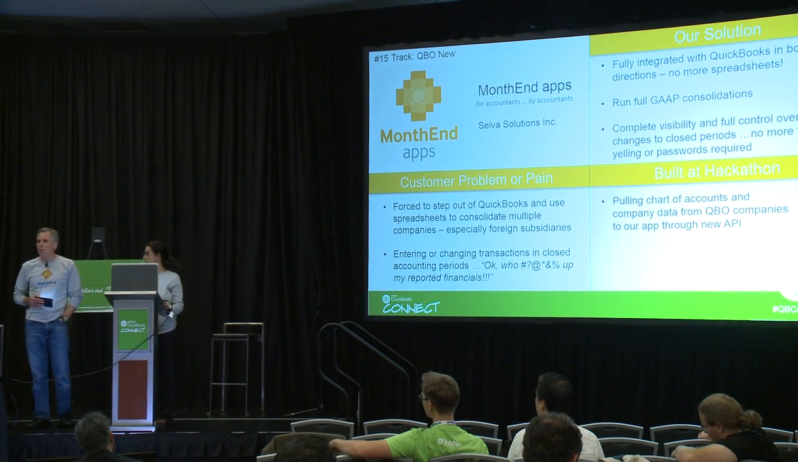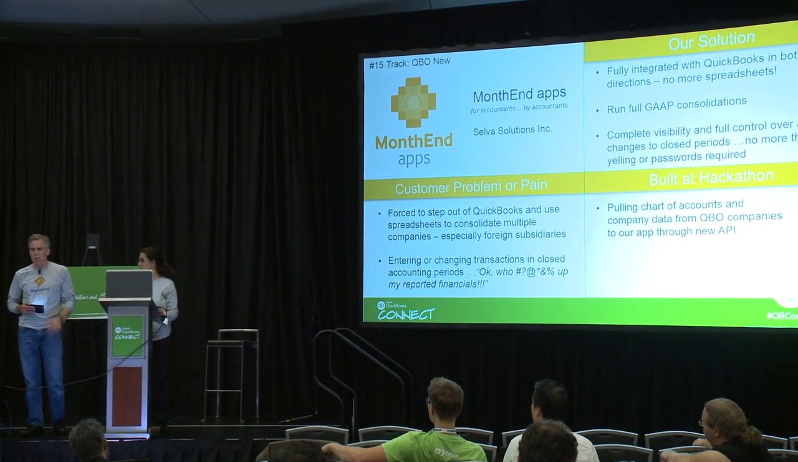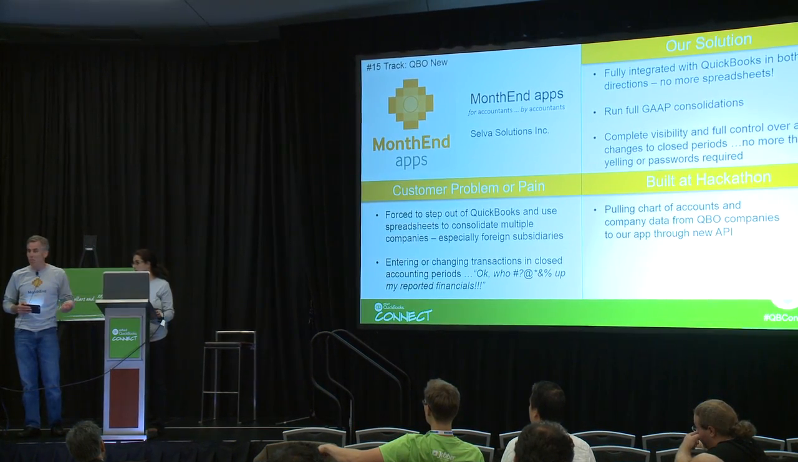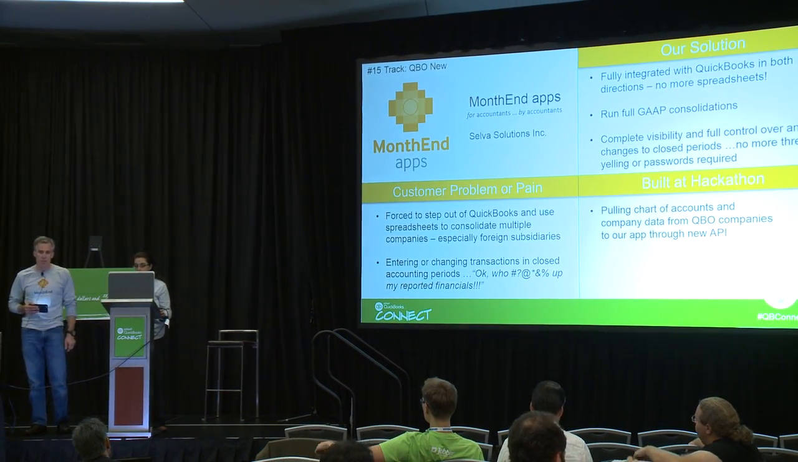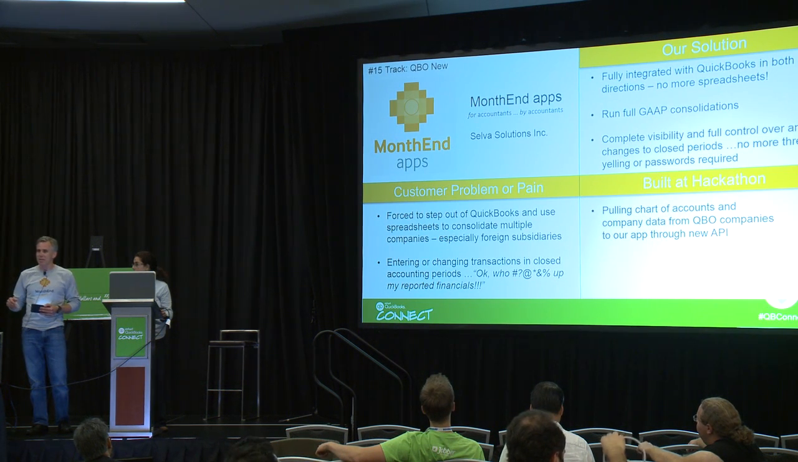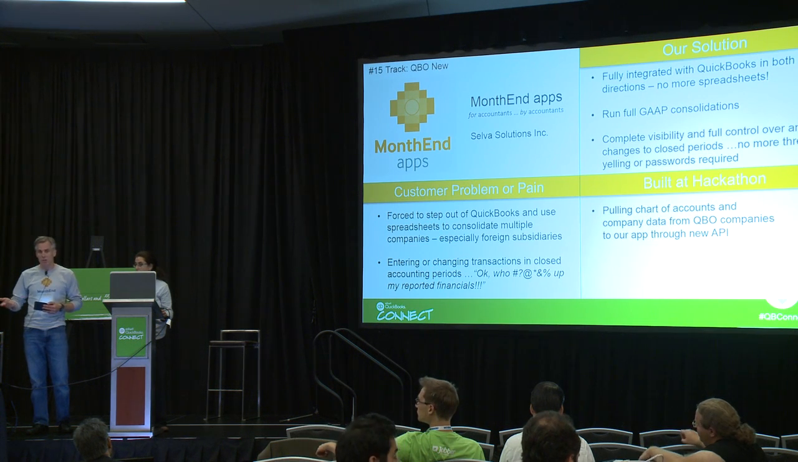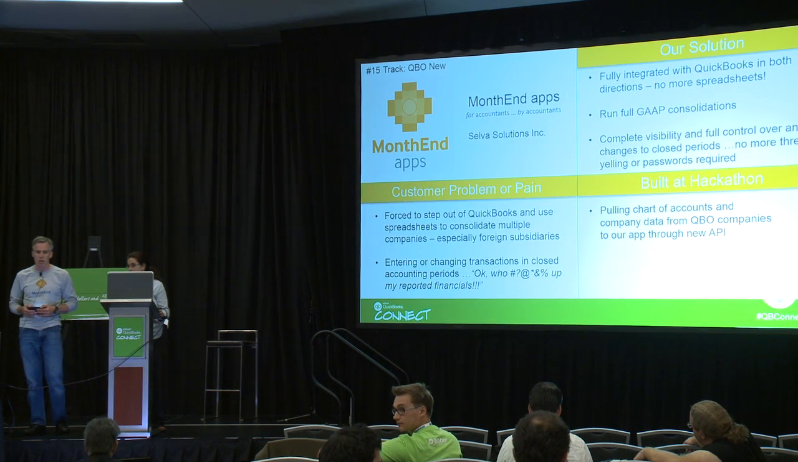Who actually cares about this problem? It's typically companies that have two or more entities or QuickBooks companies that they have to consolidate. Could be a multinational company or a strictly domestic franchisee, for example. The typical pain point for the accountant right now is that in order to consolidate those financials, they need to step out of QuickBooks, jump into spreadsheets or some other manual workaround to do that consolidation.